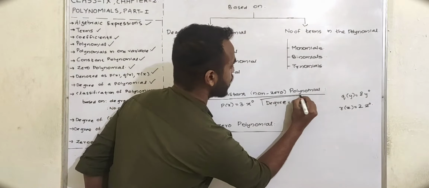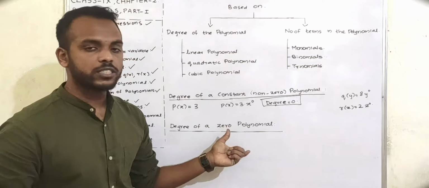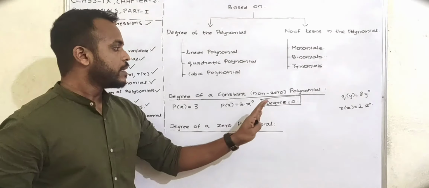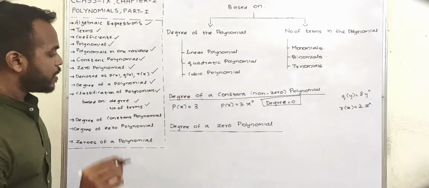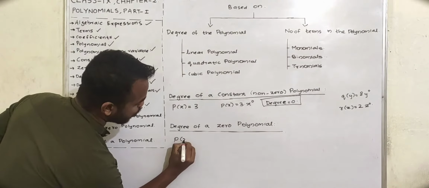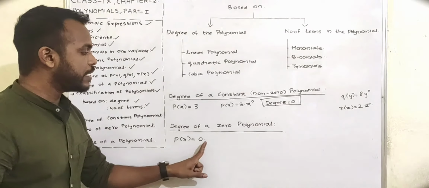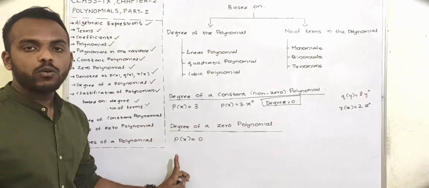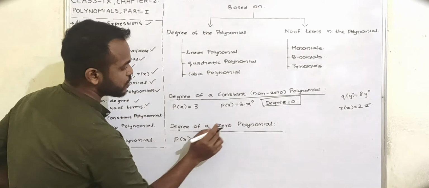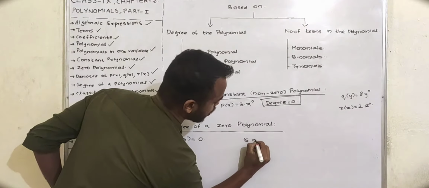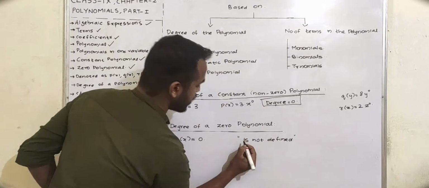This will be the general case. So I hope you will write the definition from your textbook. It's clearly written. Now move on to the next part, degree of a zero polynomial. For example, it will be like p of x is equal to 0. This is the form in which the zero polynomial occurs. Now the degree is not defined in this case. So the degree of a zero polynomial is not defined.